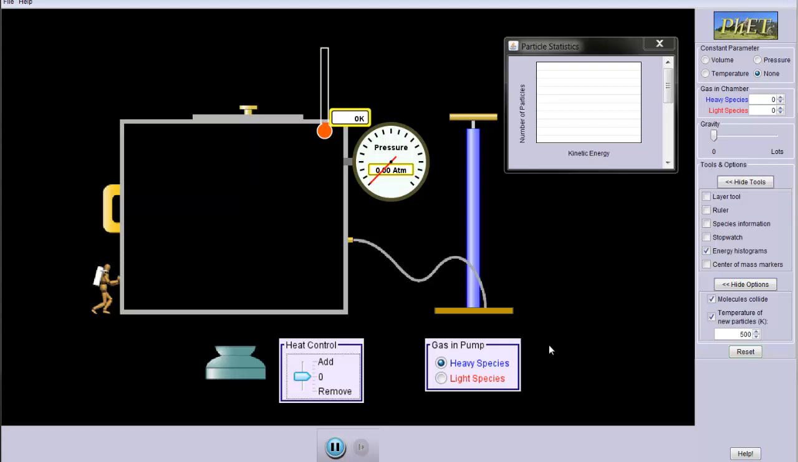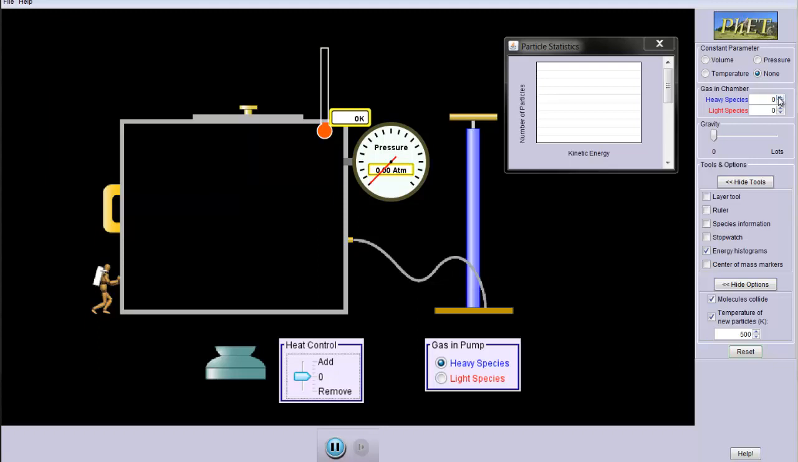And we can add single molecules at a time by simply clicking on the gas in the chamber over here, and that's what we're going to focus on. We want to do one molecule at a time so we can avoid all the statistical calculations. We'll look at that in the next video. We'll see what the statistics of this gas actually look like.